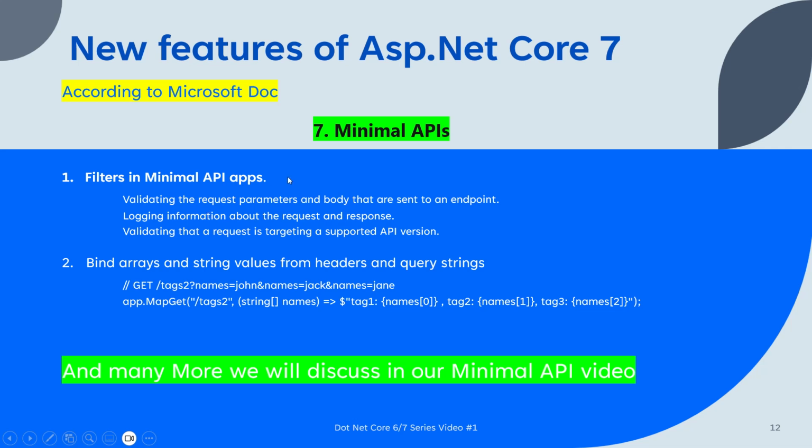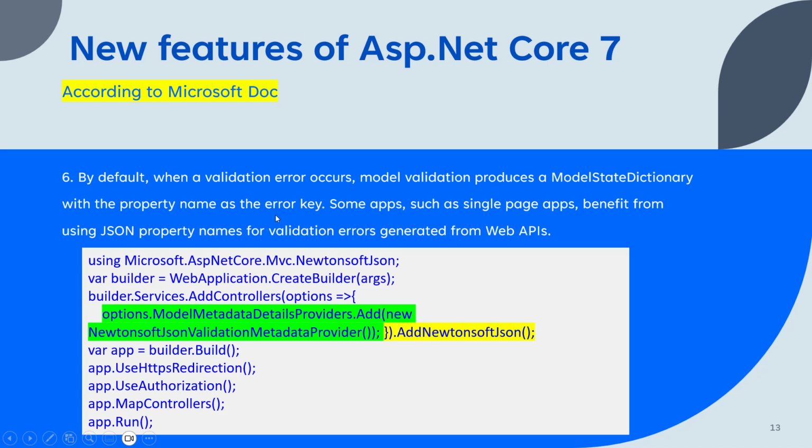The next feature, which is very important, is minimal API. Minimal API has a lot of new features which we will discuss in a separate entire session, or maybe two sessions. Over here, if you see, binding an array and a string value from the header or query string. In your query string, suppose this GET API takes tag names, we are passing three names, we can parse that into tag[0]=name1, tag[1]=name2, tag[2]=name3, and so on. By default, when validation occurs, it throws an error. Now in .NET 7 we can introduce the property name in the error key. If you want to do that, you will have the model metadata details provider and add Newtonsoft JSON. So whenever an error occurs, that property name is also included in the error.